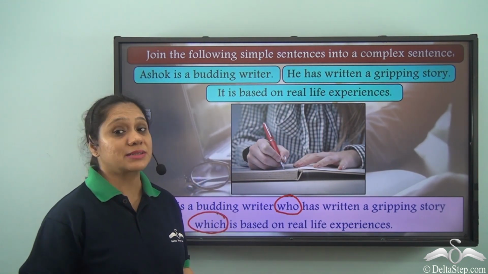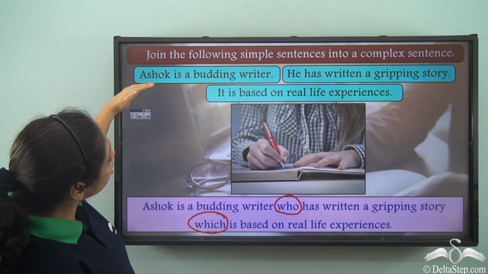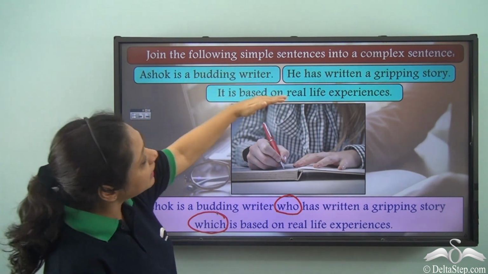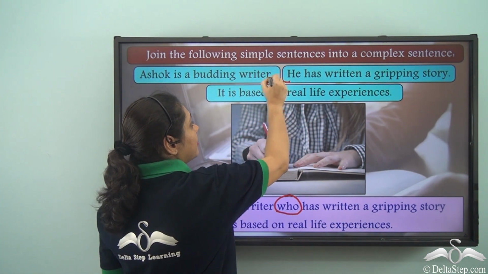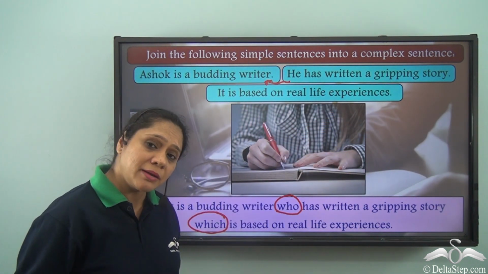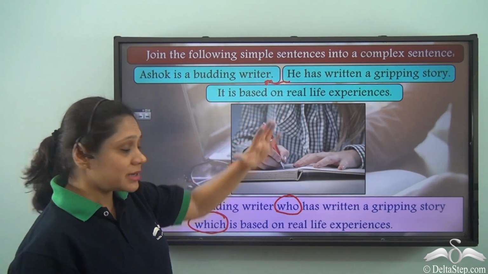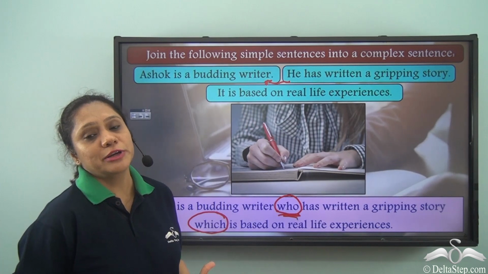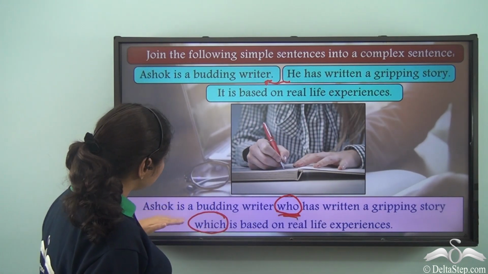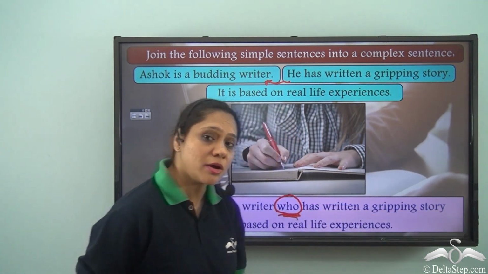Let us try to understand why. Now let us read the first two clauses. Ashok is a budding writer. He has written a gripping story. Now he refers to Ashok, who is a budding writer. So we have joined both these clauses with the relative pronoun who because we are referring to a human being. So Ashok is a budding writer who has written a gripping story.